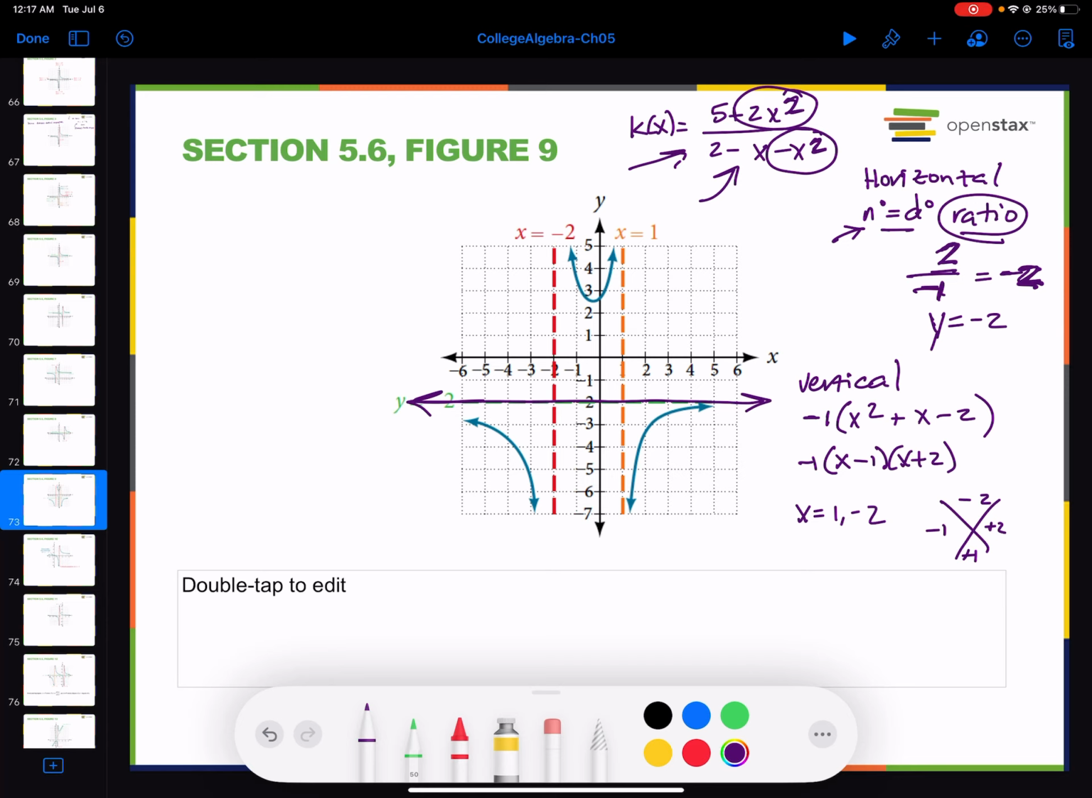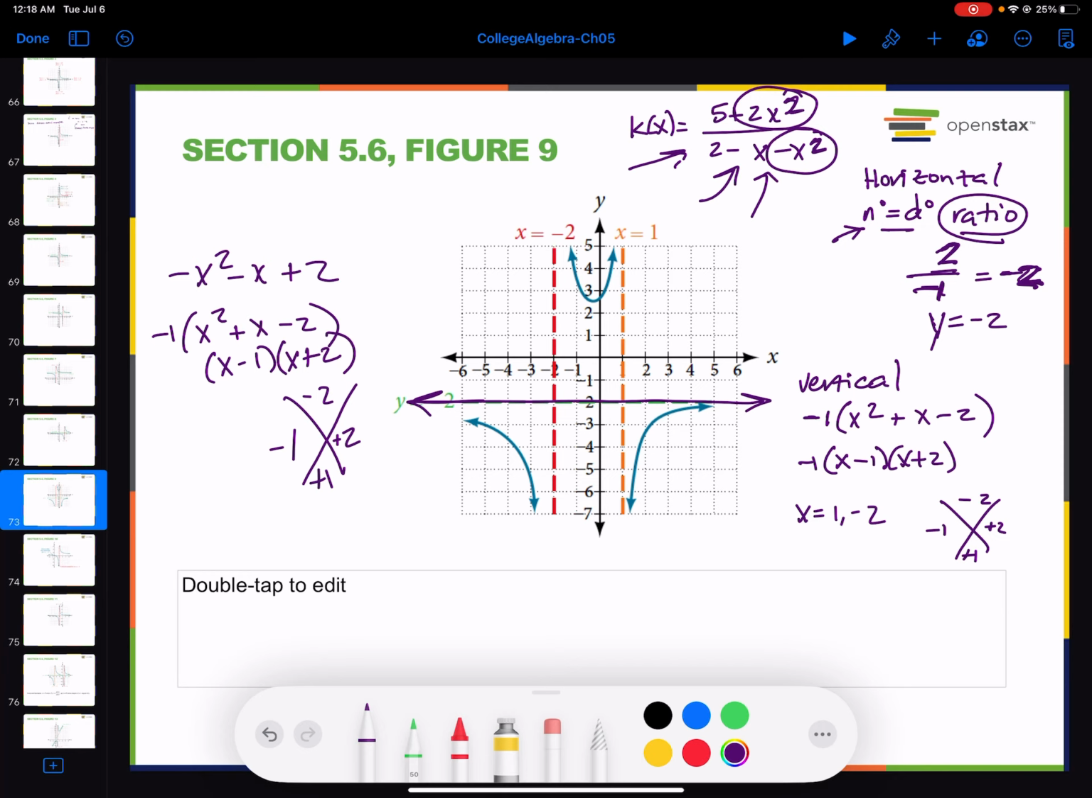And now let's look at our vertical asymptotes. So we want to focus on this part right here. And we can rewrite that. So you can put negative x squared minus x plus 2. Let's pull out a negative 1. That's going to leave us with x squared plus x minus 2. And then let's factor this. So we need to come up with a negative 2 and a positive 1. So 2 and 1 is going to get us there, but we need a positive 2 and a negative 1. So that's going to give us x minus 1 times x plus 2.